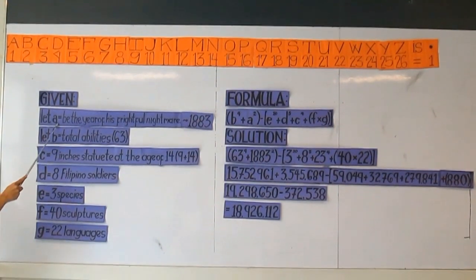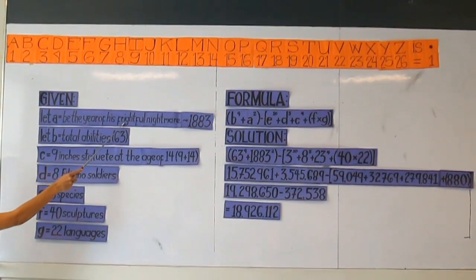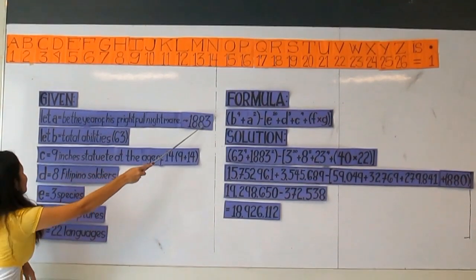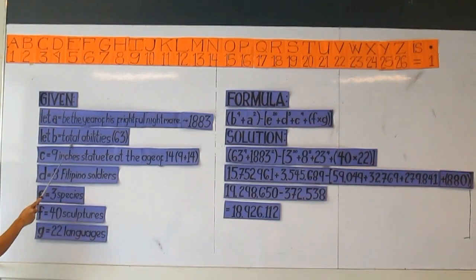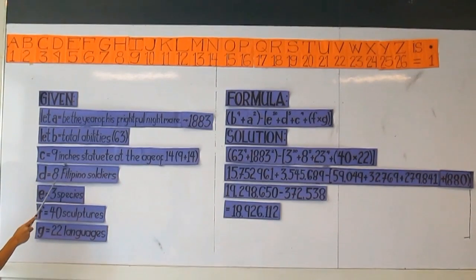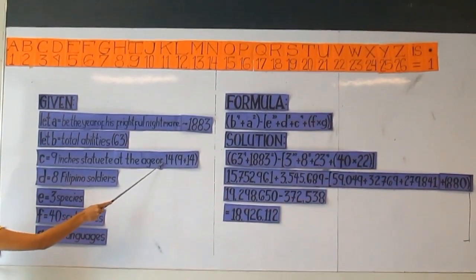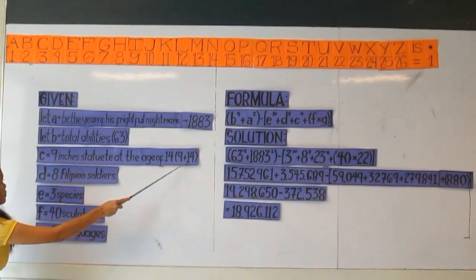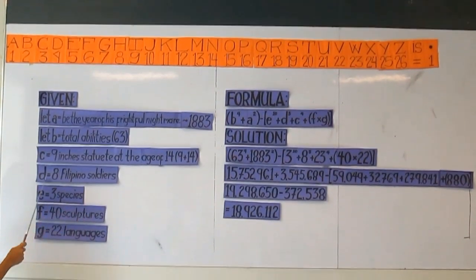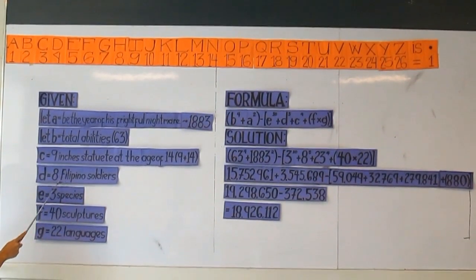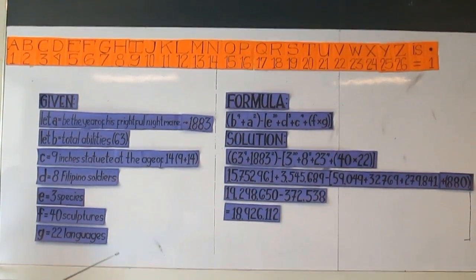Let A be equal to the year of his frightful nightmare, which is 1883. B is equal to total abilities, which is 63. C is equal to 9 inches statue at the age of 14, so 9 plus 14 is equal to 23. D is equal to 8 Filipino soldiers. E is equal to 3 species. F is equal to 40 sculptures. And G is equal to 22 languages. And now, let's proceed to the equation.